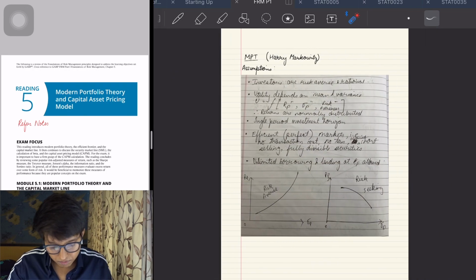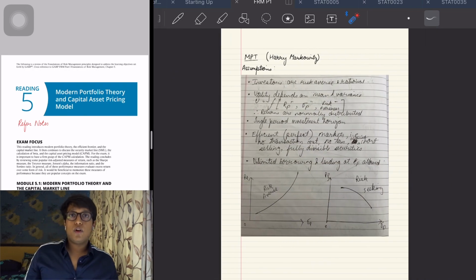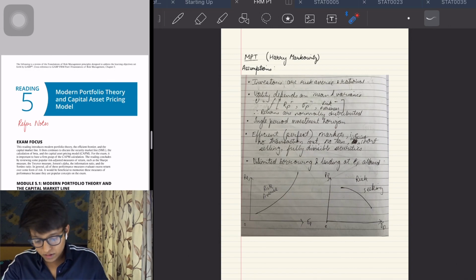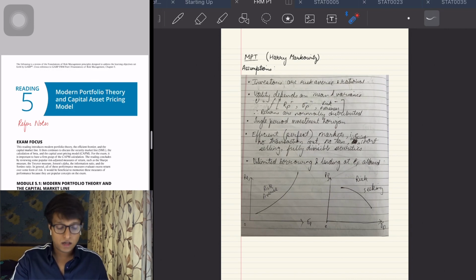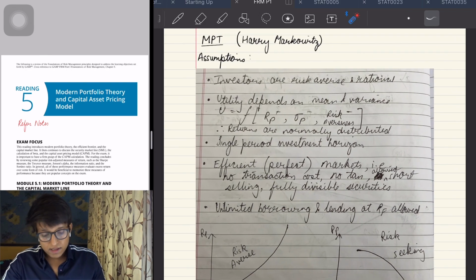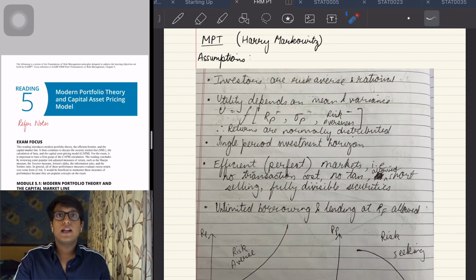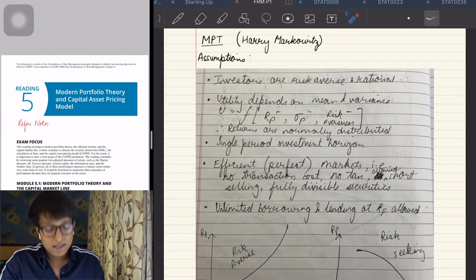We'll see how now. So now we move on to the formal modern portfolio theory. And this was developed by someone called Harry Markowitz. It's also called the Markowitz theory. And it has few assumptions, because without assumptions, the model would fail. So the first one is investors are risk averse and rational. What does risk averse mean? You understand that you take as less risk as possible. You don't take unnecessary risks.